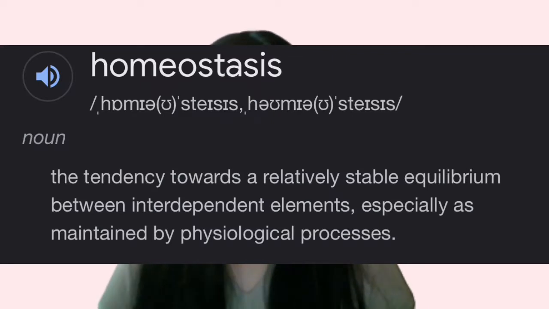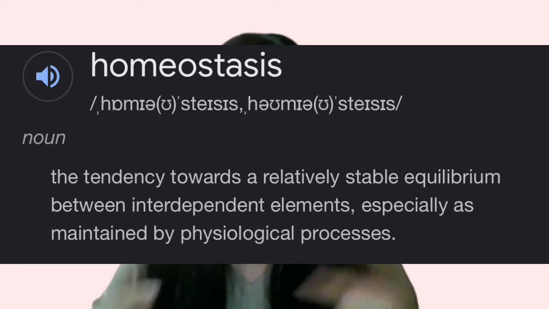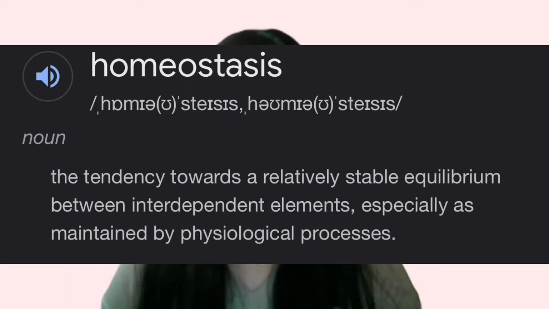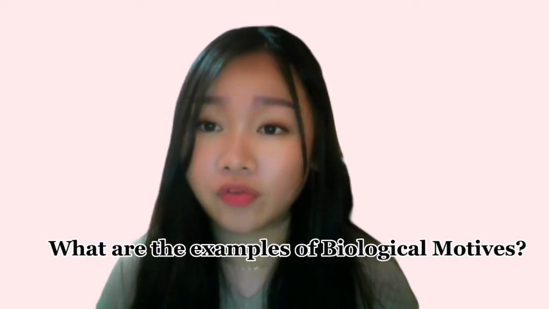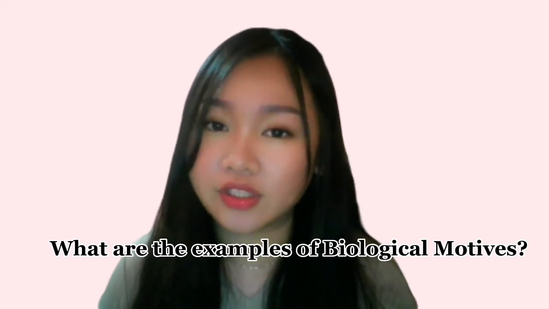This motivation is the outcome of homeostasis and the propensity for interdependent elements to maintain a steady balance, particularly as they maintain physiological processes. So what are the examples of biological motivation?